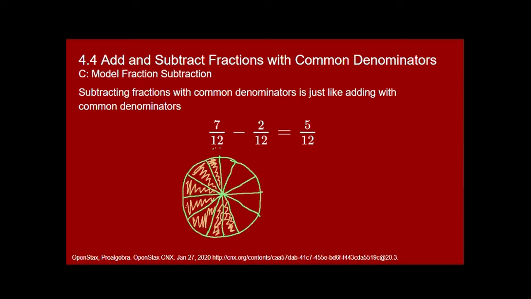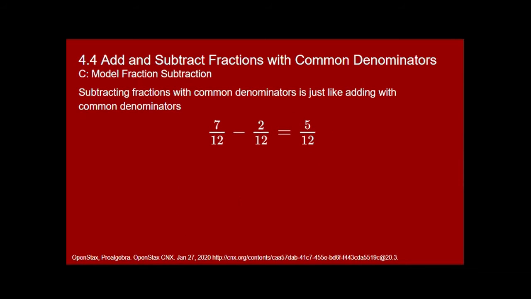Now I'm going to get rid of 2 of the 12ths because I'm subtracting 2 12ths. I'm going to switch colors here and color out 2 of the 12ths. How many am I left with of the orange ones? Well, I have 1, 2, 3, 4, 5. So I have 5 12ths left. That's how you model fraction subtraction.